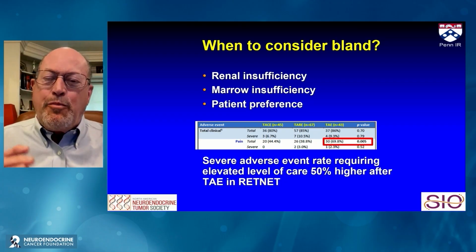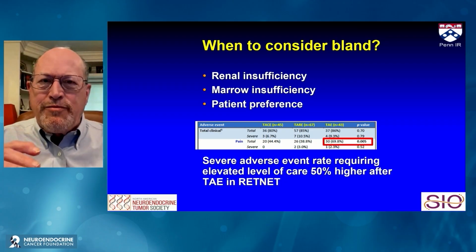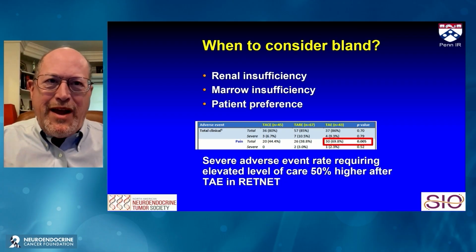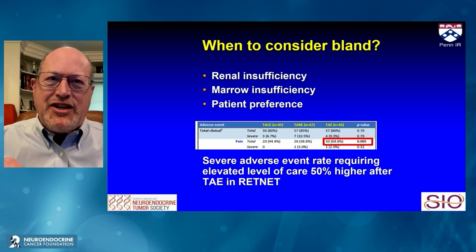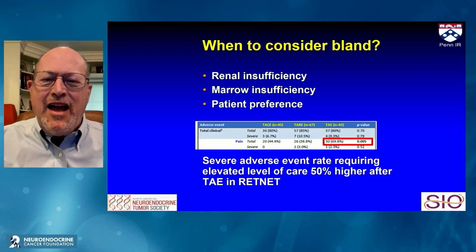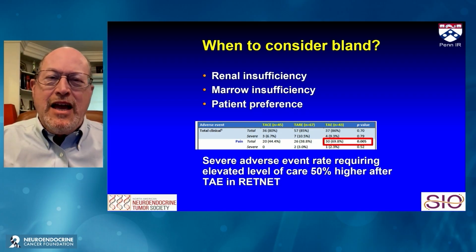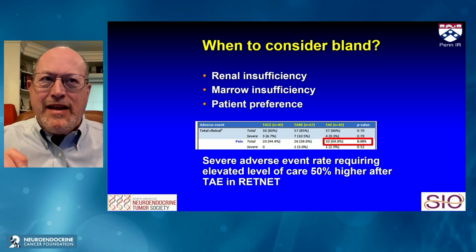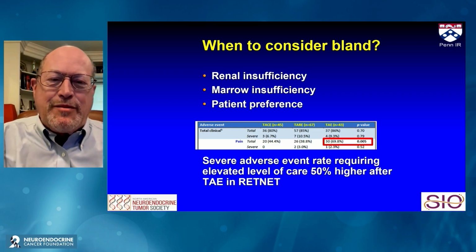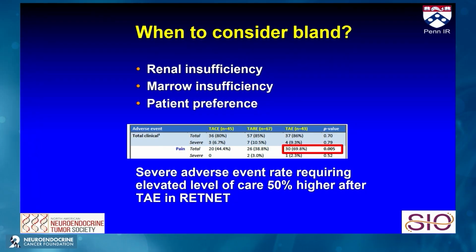But one thing that's important to remember, that we've known from some retrospective studies and also was shown in RETNet, is that bland embolization actually has more toxicity than chemoembolization. Most people don't realize that, but the rate of serious adverse events in the RETNet trial with bland embolization was 50% higher than with chemoembolization. And the little data box I'm showing you in the middle is from a big retrospective study we did. If we just look at pain, the incidence of pain with chemoembolization or radioembolization was around 40%, but with bland embolization was about 70%, significantly higher.